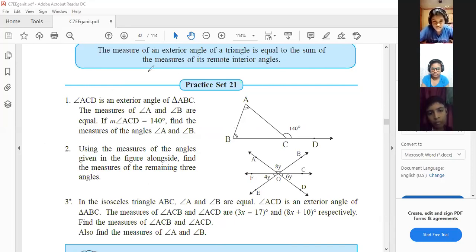Third one. In the isosceles triangle ABC, angle A and angle B are equal. Now isosceles triangle means a normal triangle which has two sides equal. Suppose I draw it. In the isosceles triangle ABC, angle A and angle B are equal. Angle A and angle B both are equal.